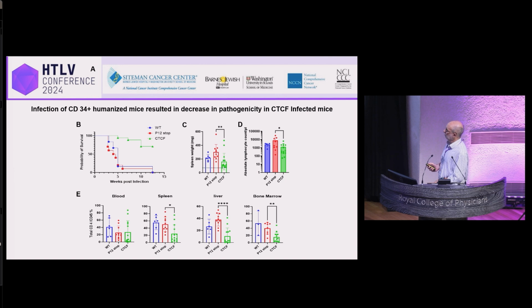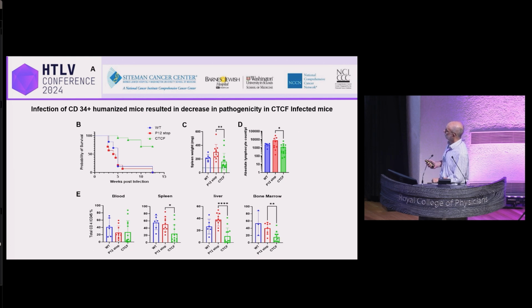So as you can see, with mice infected with the CTCF mutant, out to 12 weeks, only about 30% of the mice developed disease, and they developed disease at a much slower rate than either mice infected with the P12 stop mutant or the wild-type clone, all of which developed disease by 4 to 5 weeks of age.